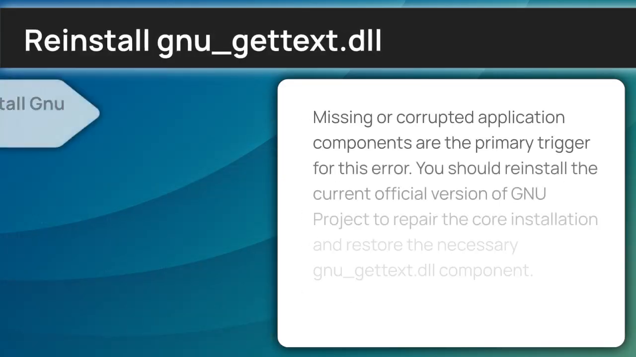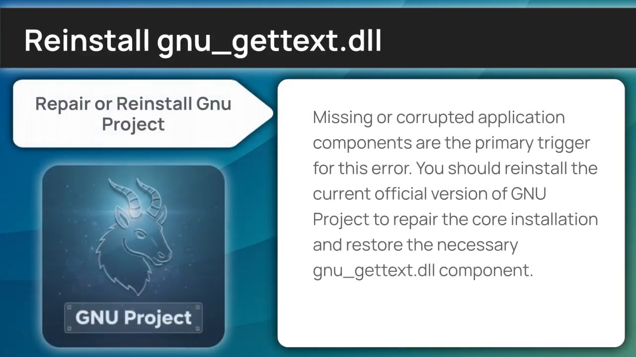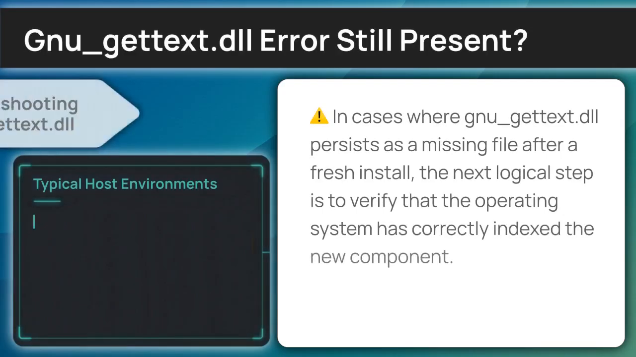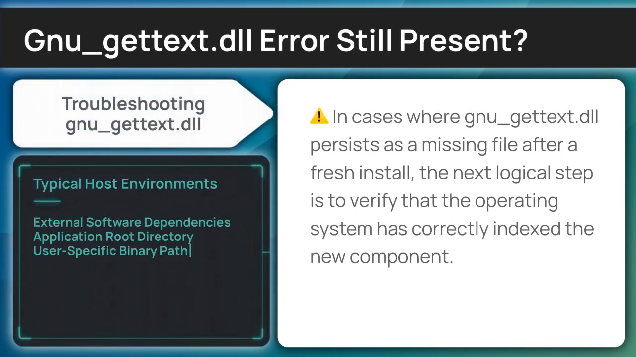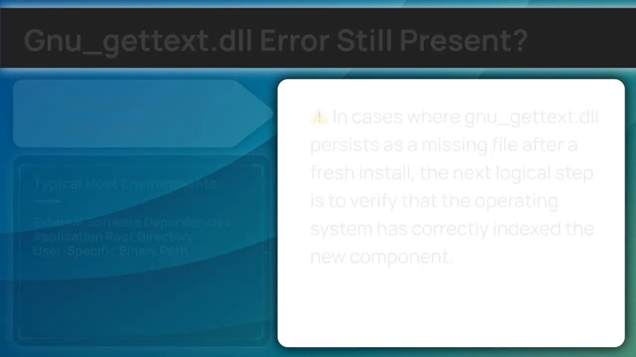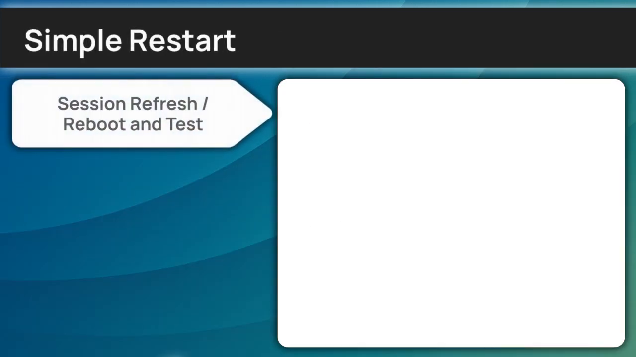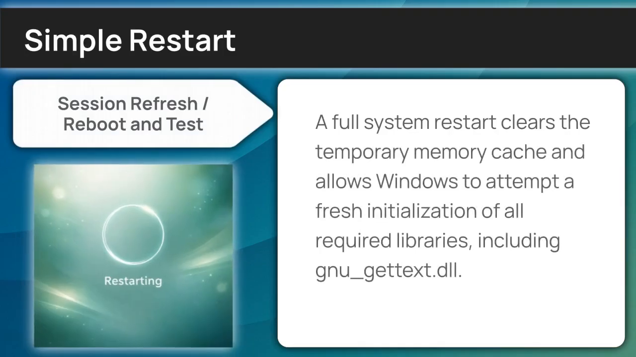Missing or corrupted application components are the primary trigger for this error. You should reinstall the current official version of GNU Project to repair the core installation and restore the necessary GNU gettext library DLL component. If that initial setup didn't clear the pop-up, let's examine the specific initialization sequence assigned to your application's directory. A standard reboot clears out temporary memory conflicts and gives the Windows loader another chance to properly register the GNU gettext library component during startup.